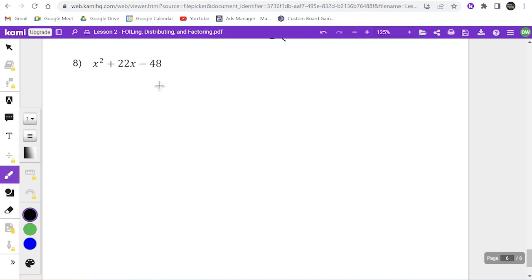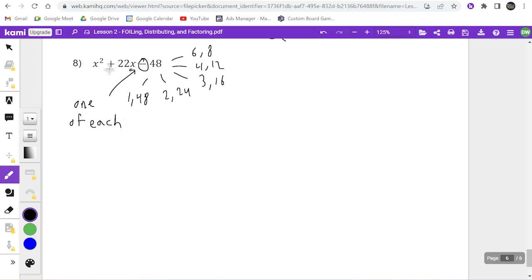Here's the answer. So negative 48, here are the factors. You got 1 and 48, you got 2 and 24, you've got 3 and 16, you have 4 and 12, and you have 6 and 8. 1, 2, 3, 4, 5. That's a lot. And we know because it's minus, it's going to be one of each. So now I just go down the list, and as soon as I get to positive 22, I stop. So 1 minus 48 is 47. 2 minus 24 is 22. There we go. We're done already.